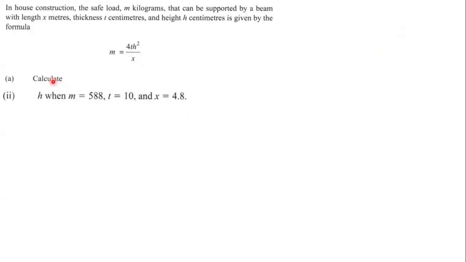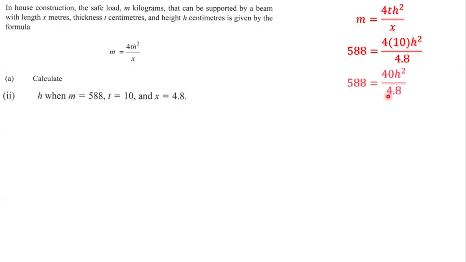Next, we have to calculate the value of H when M is equal to 588, T is equal to 10, and X is equal to 4.8. And so here we have this formula. And so we know that M is 588. So we put that there. In place of T, we put 10. And in place of X, we put 4.8. But our goal is to determine the value of H. And so what we do here is we multiply 4 times 10, which gives us 40. And so we have 40 times H squared on the numerator, and on the denominator, we have 4.8.